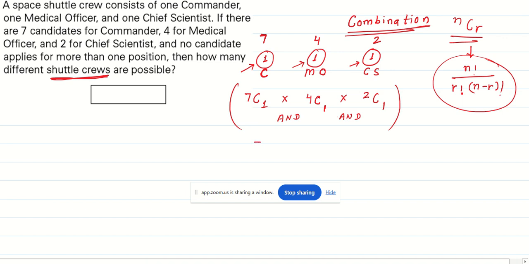So what is my answer? 7C1 means 7. 4C1 is again 4. And 2C1 is again 2. So what is my answer? We get 56. That's your answer. Make sense? Yes, sir.